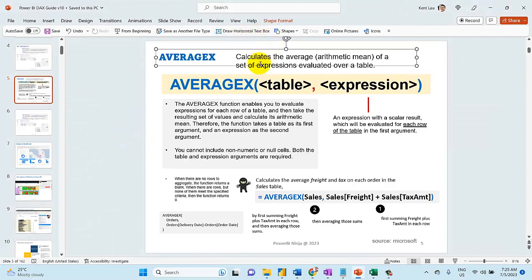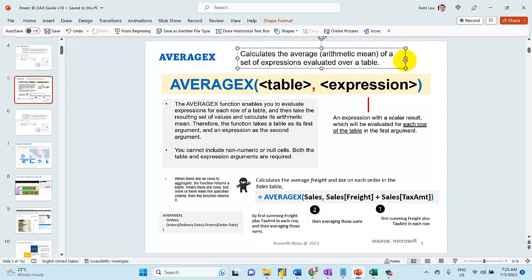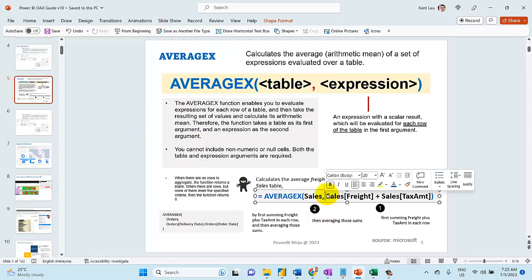It calculates the average mean of a set of expressions evaluated over a table. So it's over a table, not multiple tables, unlike if you use just AVERAGE itself. So this is what is explained here.